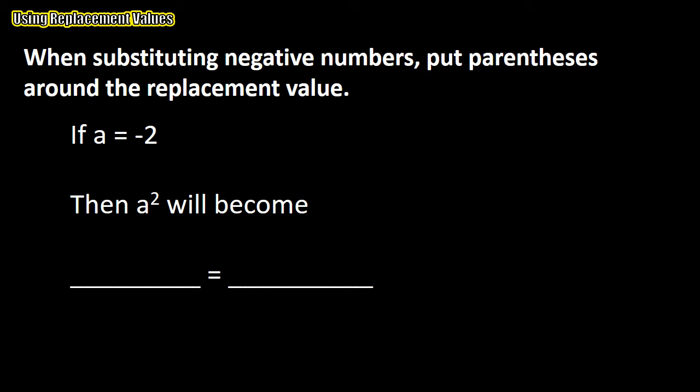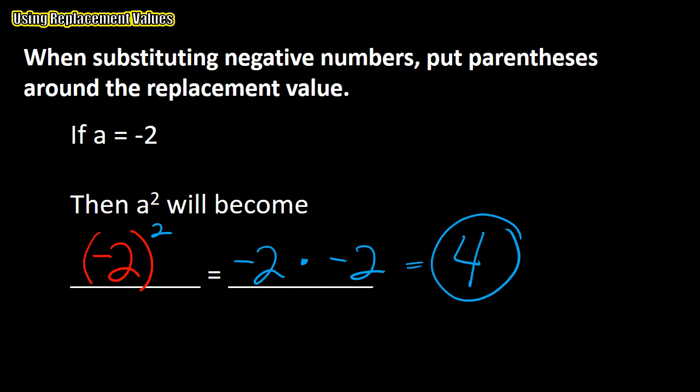So what about this one? I have a squared. What I'm going to do is fill in what a is. A is -2. And then I'm going to bring down the exponent. What this is telling me is that I have -2 times -2. So negative times negative is a positive. So that's going to leave me with +4.